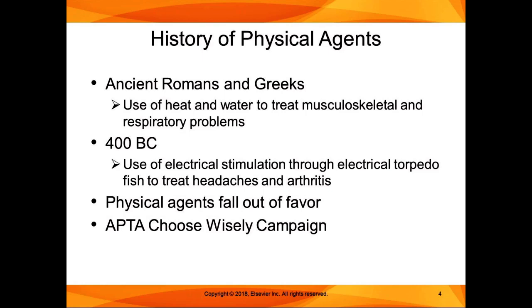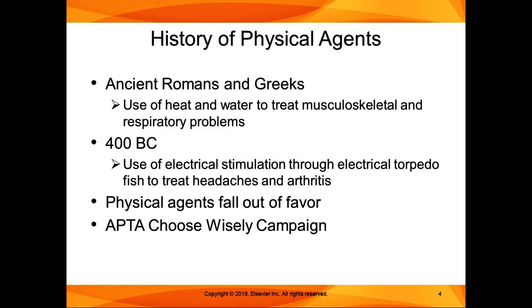One of the recommendations in the APTA Choosing Wisely initiative is don't use superficial or deep heat to obtain a clinically important long-term outcome in musculoskeletal conditions, because there's limited evidence for that. So there are times when you might use heat, but it's not going to be a major part of your treatment, which is kind of neat.